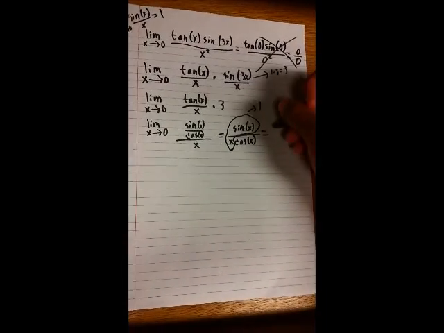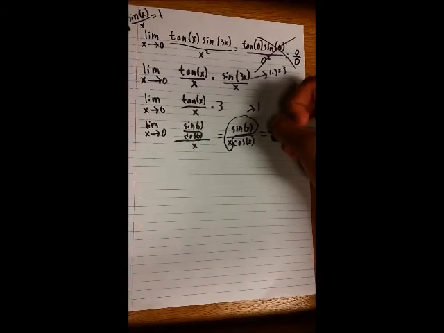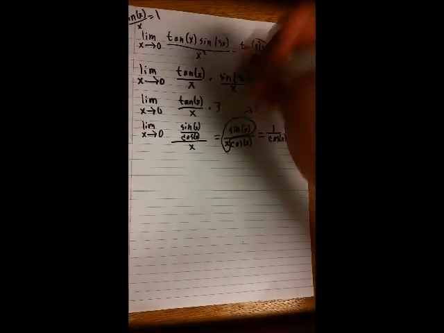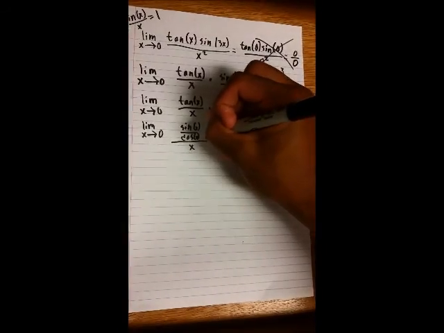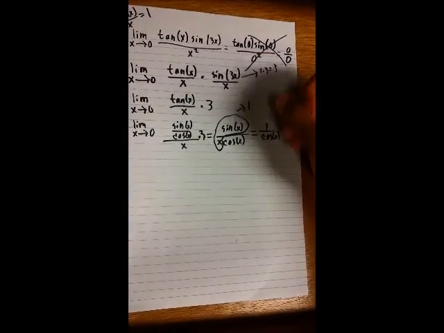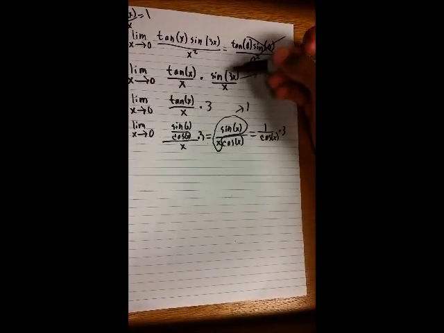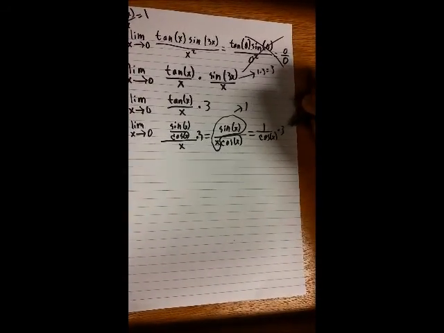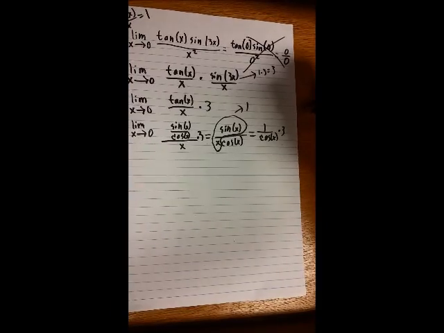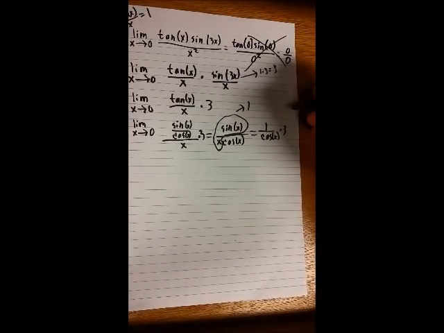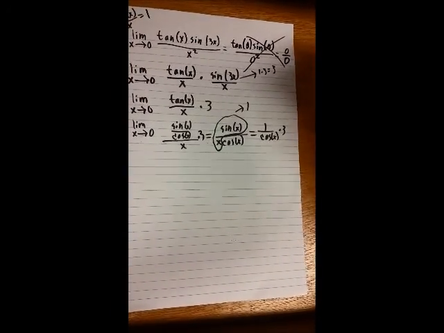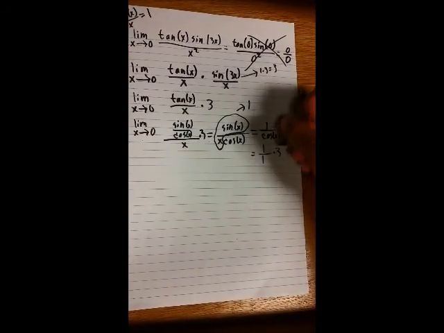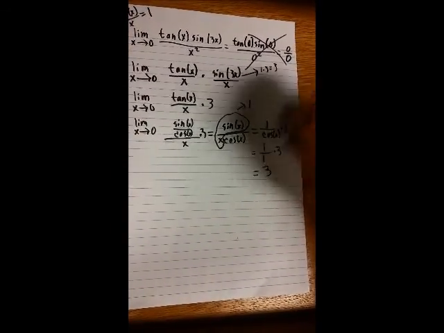So what you actually have here is just 1 over cosine of x. That's what we got. We still have all of this times 3. And the 3 we got from the earlier squeeze theorem. So 1 over cosine of x times 3. Now let's just plug in the 0 and see what we get this time. So cosine of 0 is going to be equal to 1. So you're going to get 1 over 1 times 3. And you get the answer equals 3.